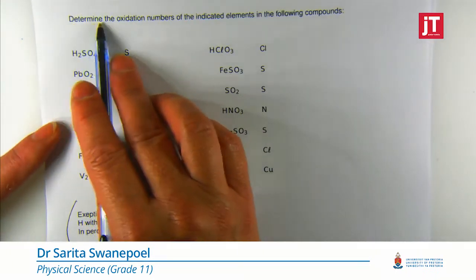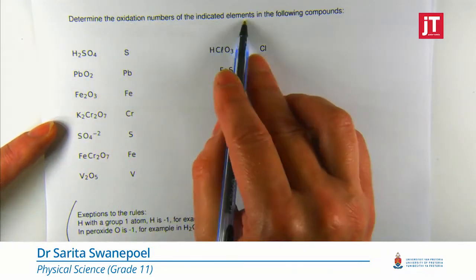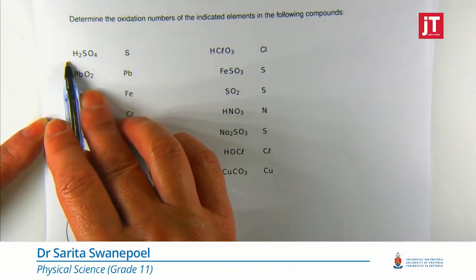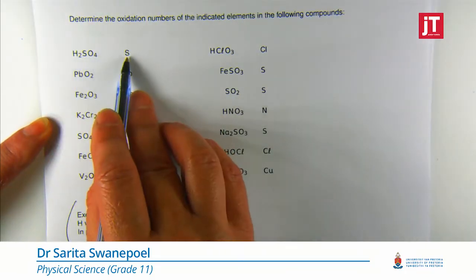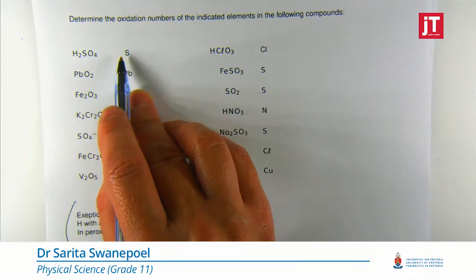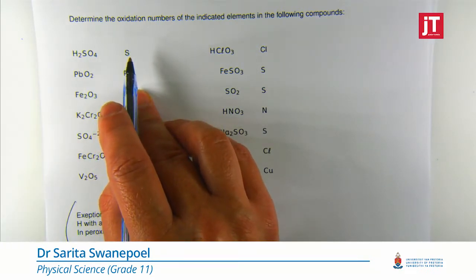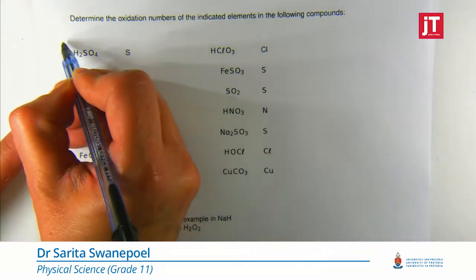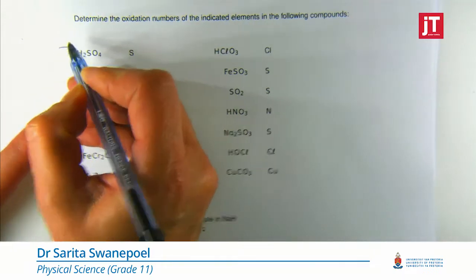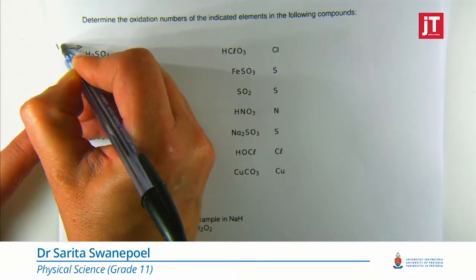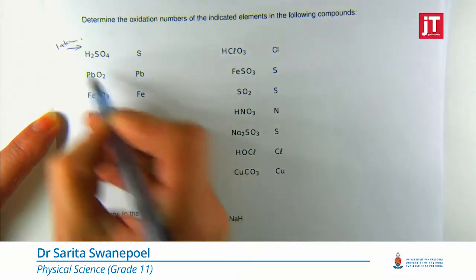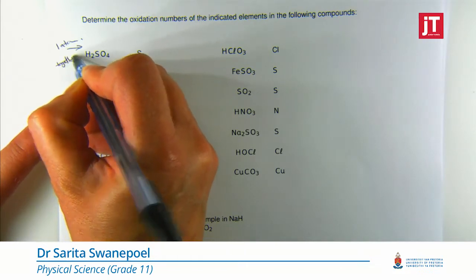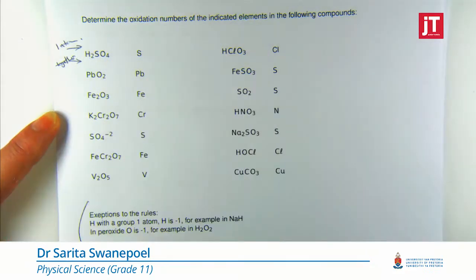The question is, determine the oxidation number of the indicated elements in the following compounds. You have sulfuric acid, and now I'm asking you, what is the oxidation number of the sulfur? I can't ask the charge, it's not ionic, so I'm asking what is the oxidation number. Now, when you do this, the easiest way is to, at the top, write the oxidation for one atom. And then at the bottom, put them for all together, because you use them all together to see that you get to 0.